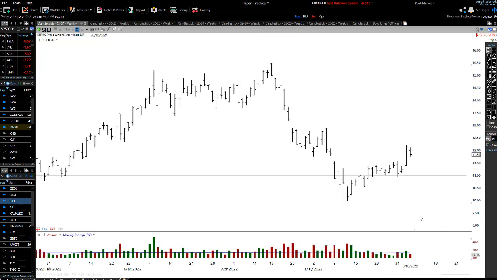Looking at the SILJ, and again, the same sort of thing as well. It's all the same sort of thing within the mining sector. Same thing that I said about there.